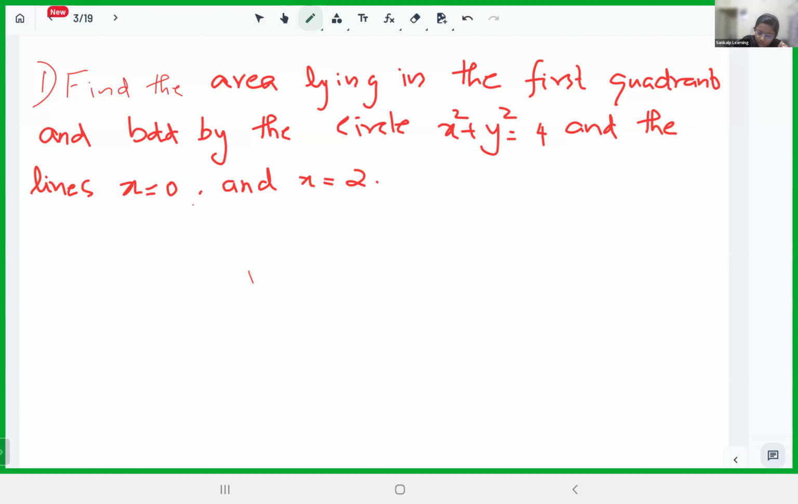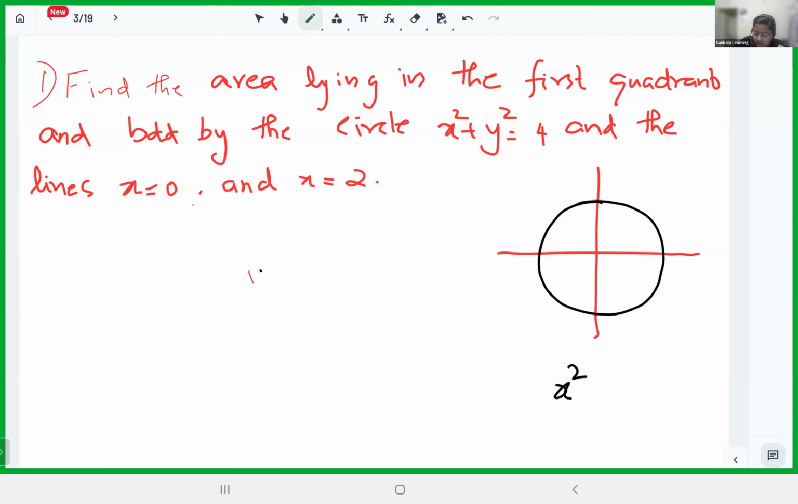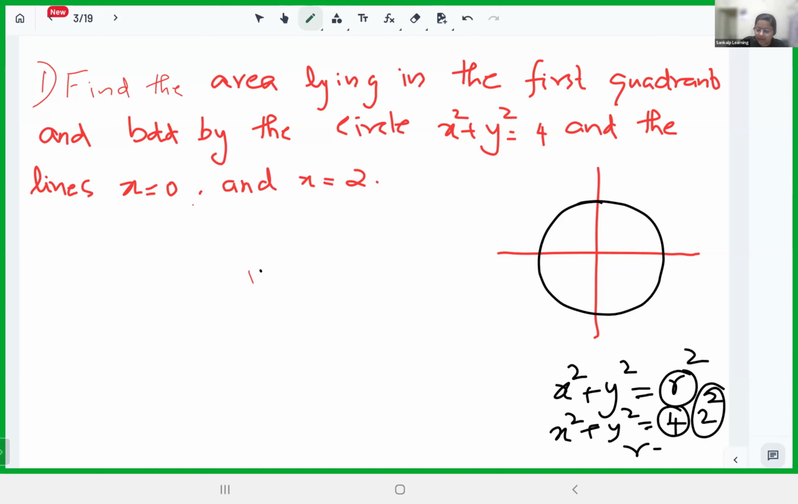Okay, so if we draw the figure, how will it be? I'm going to construct the circle. It is x square plus y square is equal to 4, isn't it? The standard equation of a circle is x square plus y square is equal to r square, where r is the radius of the circle. Here 4 can be written as 2 square, so r is equal to 2. The radius of the circle is 2.